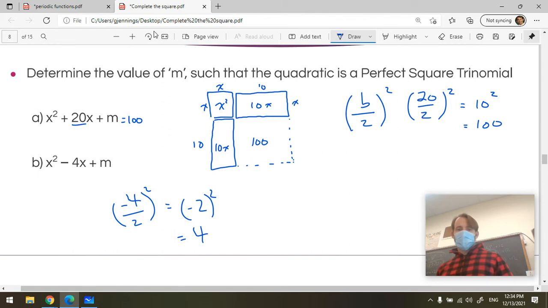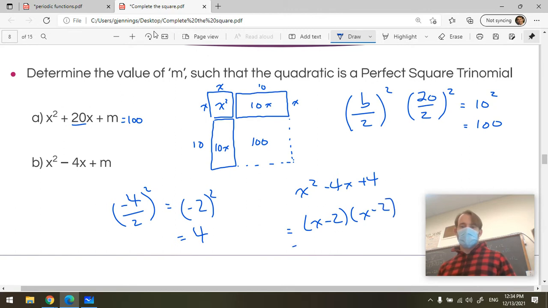And let's just try it. If I had x squared minus 4x plus 4, and I said factor that, well, that would be two numbers that multiply to positive 4 and add to negative 4. And that would be negative 2. So this would be x minus 2 times x minus 2. That's a perfect square. That's x minus 2 squared.